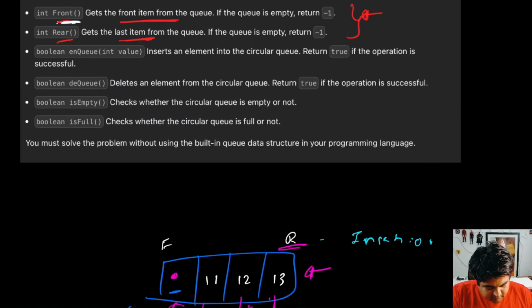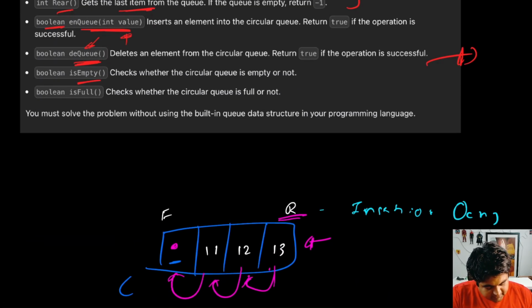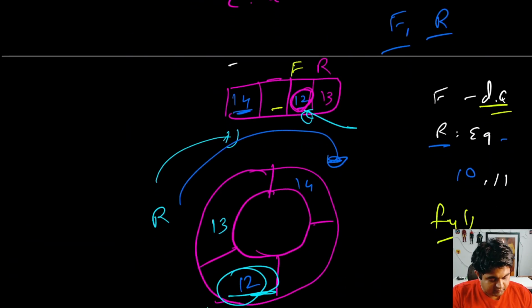Next is boolean nq, and it has a value. So we check the value we have to insert, and if the insert is successful, we return true. If it is not successful, we return false. In the same way for dq, if it is successful, we return true. If it is not successful, we do not return true. But dq means that we are kicking an element out from the existing queue. And then we have two methods, is empty and is full. This is simply to check whether the queue is empty or whether the queue is full or not.